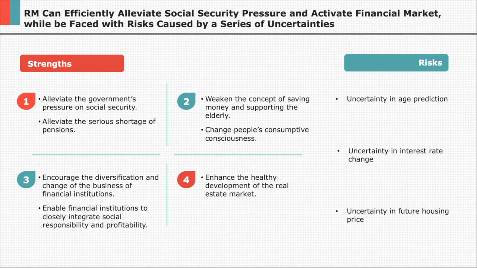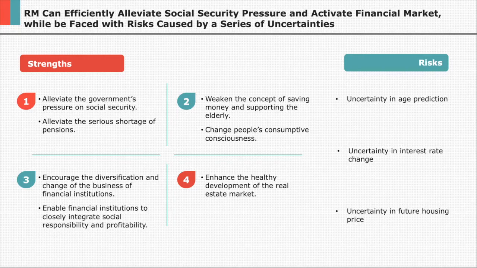The last advantage is to encourage the diversification and change of the business of financial institutions such as banks and insurance companies, and also enable financial institutions, especially insurance companies, to closely integrate social responsibility and profitability goals. Hong Kong is a cosmopolitan city. While it has the most robust financial foundation, the large diversity of financial products has long been a unique advantage among the world. Hence, keeping the product diversity is the key to retaining the competitiveness of Hong Kong.